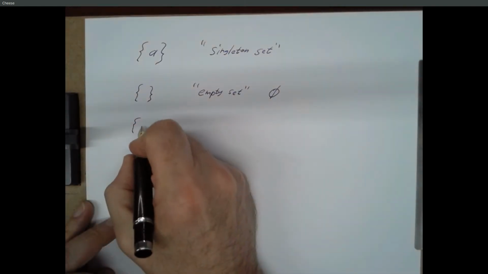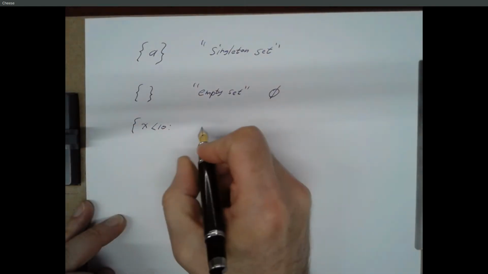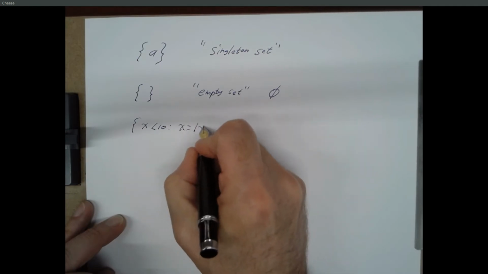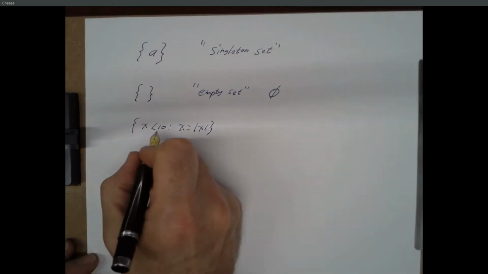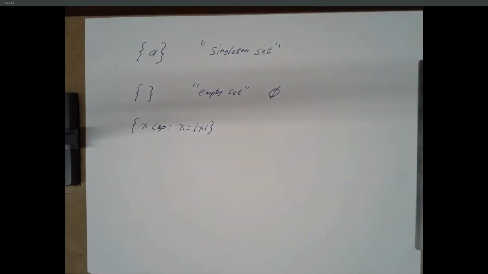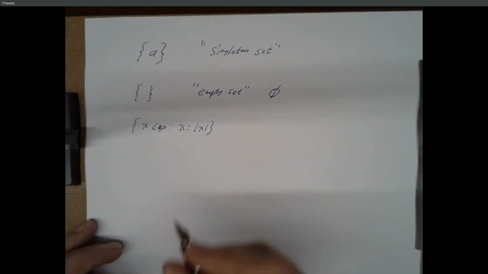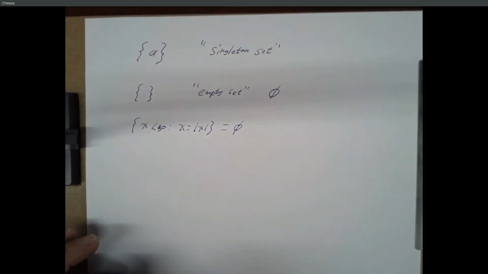For example, the set of all x less than 0 such that x equals the absolute value of x. So the set of all negative numbers that are equal to their absolute value, well, that's an empty set. There are no negative numbers that are equal to their absolute value, because the absolute value of a negative is the positive version. So this is equal to the empty set. So we'll toss those terms around a lot.